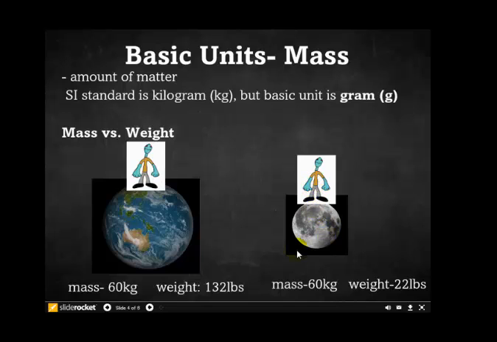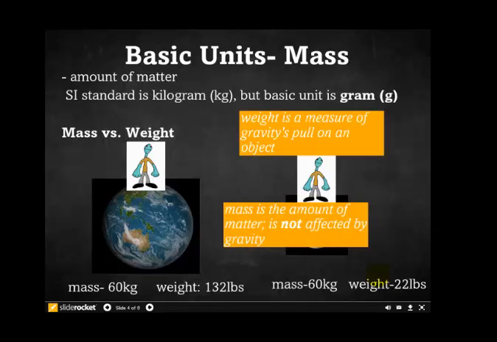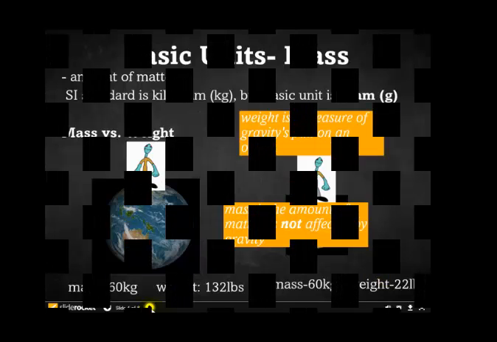Well, this guy goes to the moon. His mass is still 60 kilograms. He hasn't lost any of the stuff that makes him up, but he has lost a lot of weight, like 110 pounds. Well, why is that? That's because the pull of gravity on the moon is so much smaller than the pull of gravity on Earth. So weight has to do with that pull of gravity. Weight is a measure of gravity's pull on an object, and mass is just the amount of matter. It is not affected by gravity.